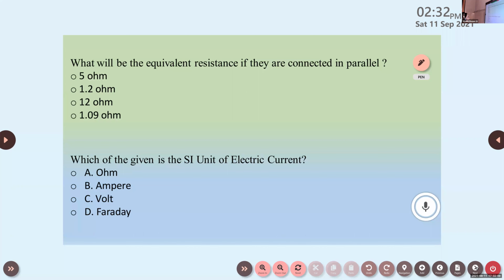Next is to girls. The same resistors with resistances 2 ohm, 4 ohm, and 6 ohm are connected in parallel. Now they are connected in parallel. Then what will be the equivalent resistance? The question is to girls. Okay, no problem. Three resistors with resistance 2 ohm, 4 ohm, and 6 ohm are connected in parallel. Then what will be their equivalent resistance?